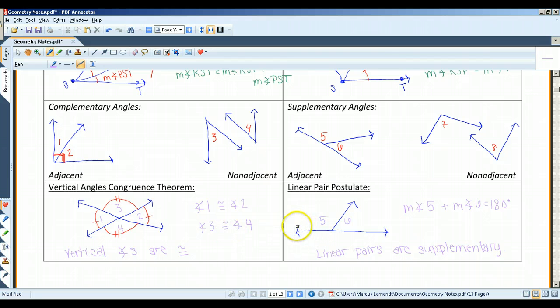Two adjacent angles are a linear pair if their non-common sides are opposite rays. So basically, if two angles are adjacent and they come together to make a straight line, they would be a linear pair. The angles in a linear pair are supplementary angles. So, in this case, the measure of angle 5 plus the measure of angle 6 equals 180 degrees. The linear pair postulate once again says linear pairs are supplementary.